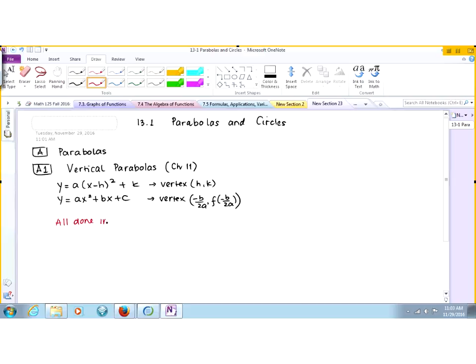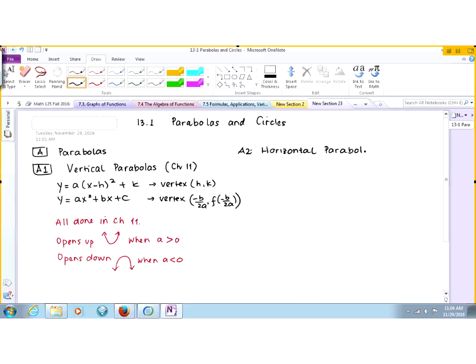Now, this is all done in chapter 11. So now, what about the other one? So this parabola opens up like this when A is greater than 0, and opens down when A is less than 0. So I'm not going to discuss more about these because we know how to graph maximum, minimum, etc. Now the second one, this is new. This is horizontal parabolas. But it's almost the same.